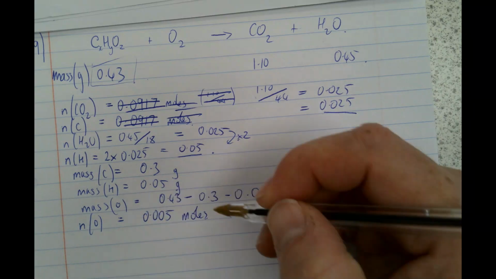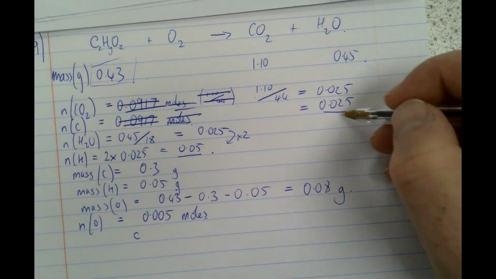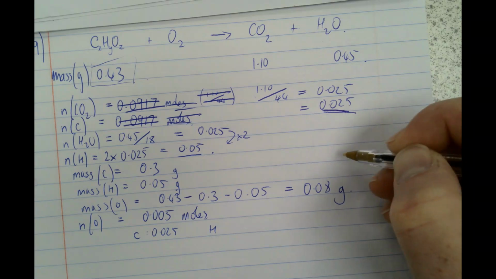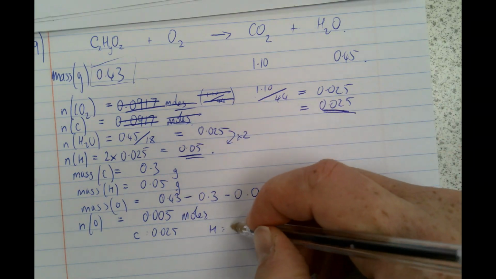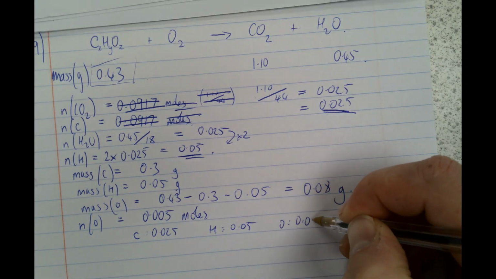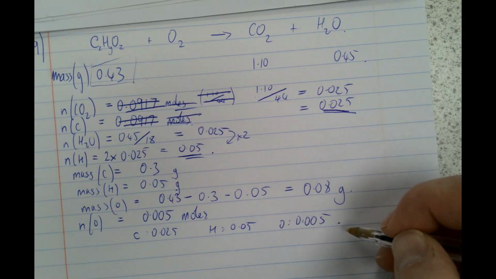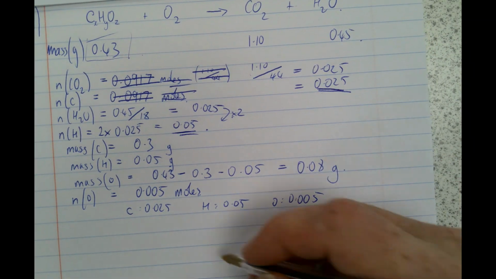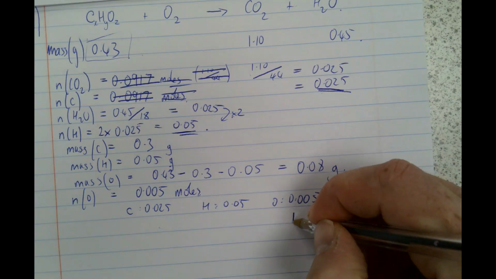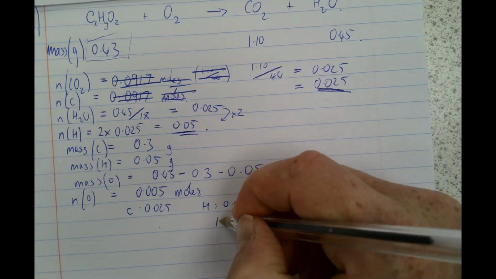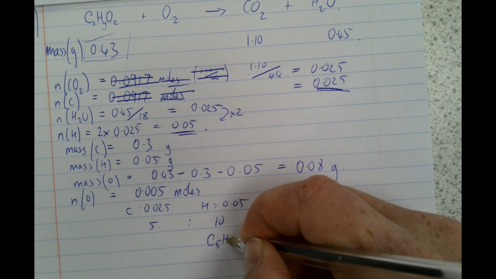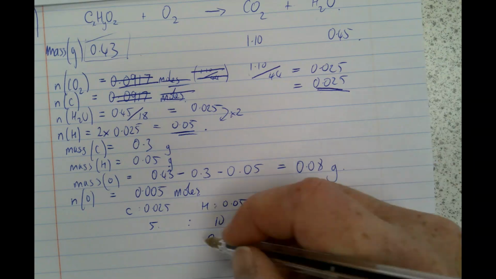So the ratio of moles in this compound, then we now know the ratio of moles. So we've got carbon 0.025, hydrogen 0.05, and oxygen 0.005, right? So the molar ratio, therefore, is, divide them all by the smallest one, which is this one. So it's a 5 to 10 to 1 ratio, so it's C5, H10, O. That's the empirical formula.